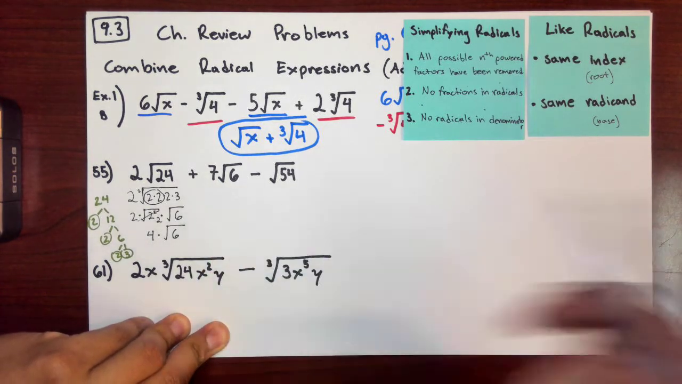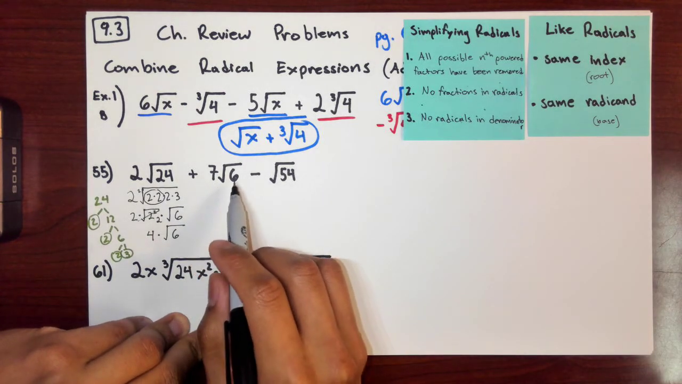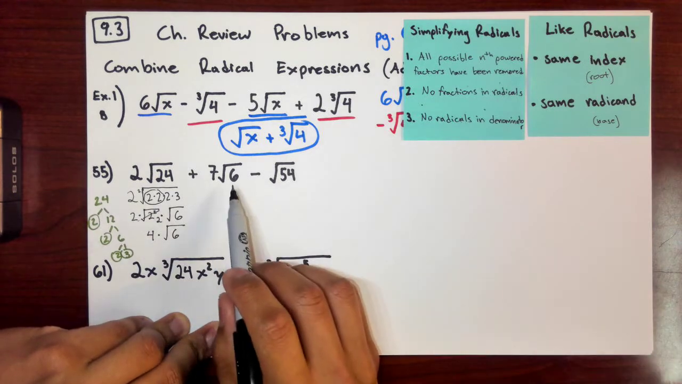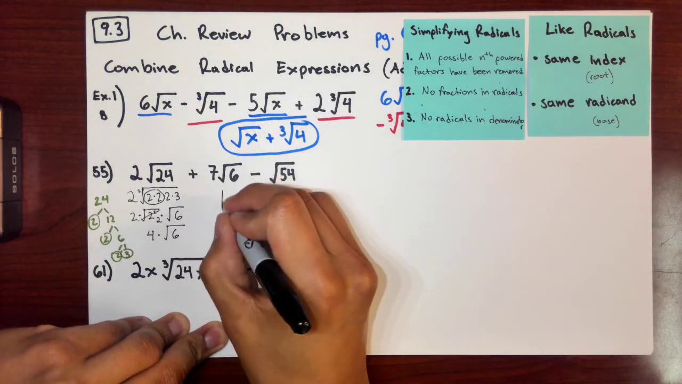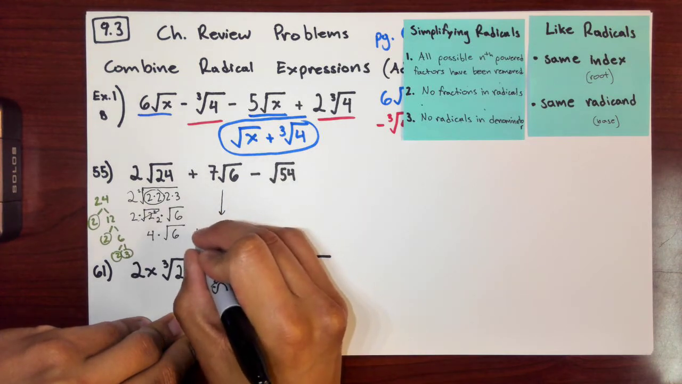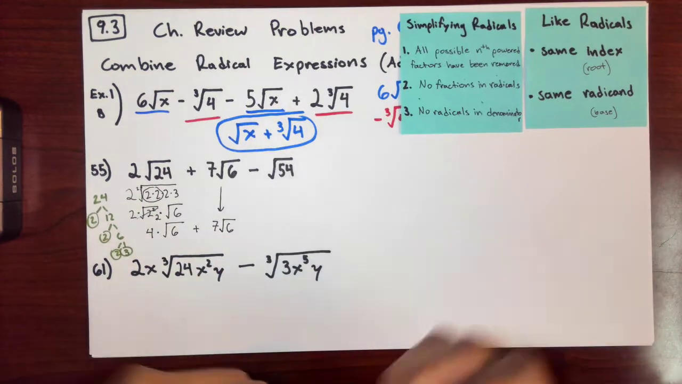This one, actually, there's really nothing that you can do here, right? This is as simplified as it can get. It's 7 times the square root of 6. 7 times the square root of 6, we see that the square root of 6 can't be simplified any further. So this one just goes straight down, okay? We're adding this 7 times the square root of 6. Now let's move on to the 54.